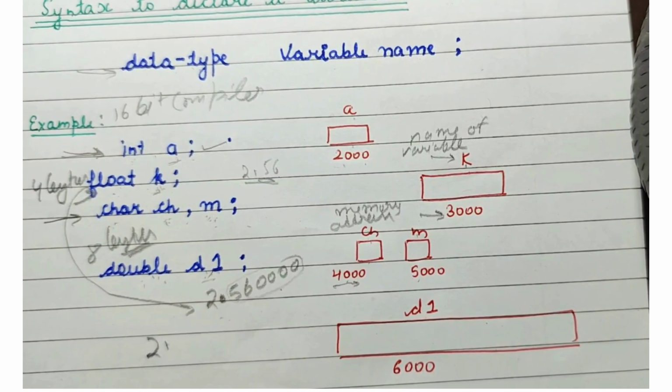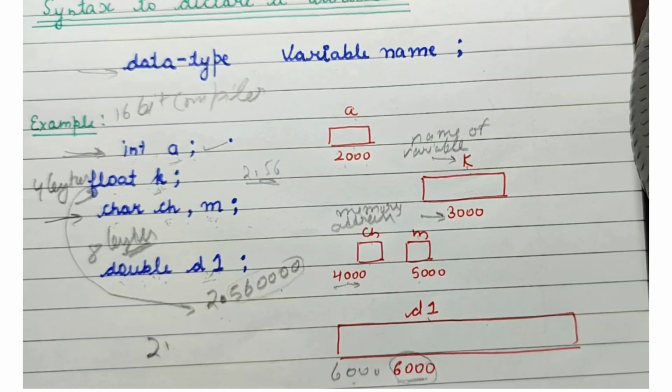When the compiler encounters this statement, the compiler allocates some memory address to the d1 variable, and this 6000 is the starting address. This 6000 is the starting address of the d1 variable. I hope all of you are clear.